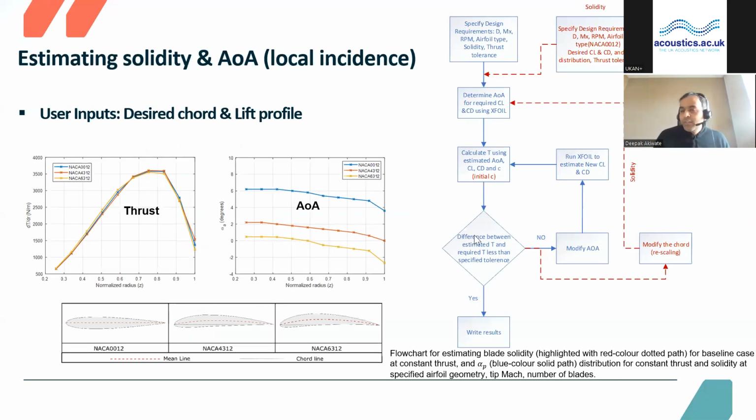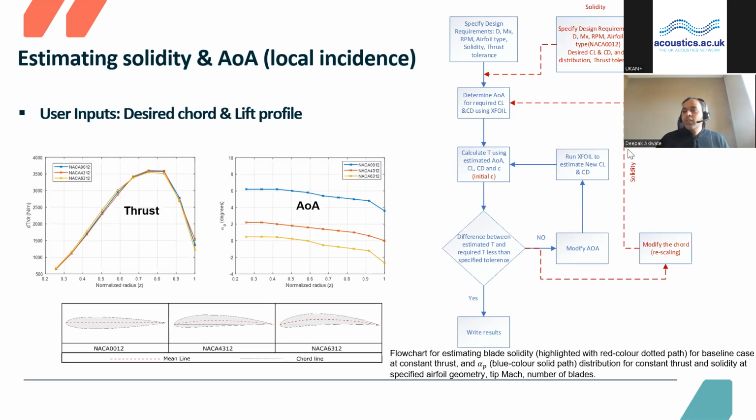So this is the subroutine we have developed, which estimates not only the blade solidity but also the angle of attack distribution, or you can say the lift and drag distribution along the blade span, for a particular thrust requirement and fixed blade solidity. You can see the red path here is the subroutine for estimating the blade solidity, where the user can input a desired chord distribution along the blade span and the desired lift distribution. It rescales the solidity, that is the blade chord, accordingly to match the required thrust.